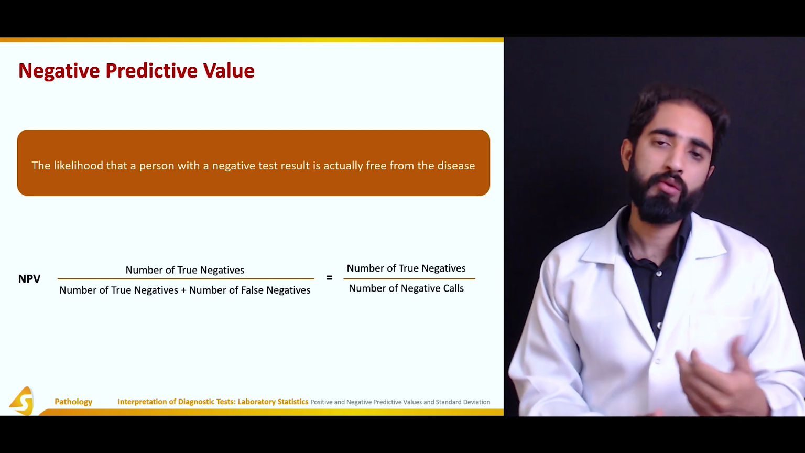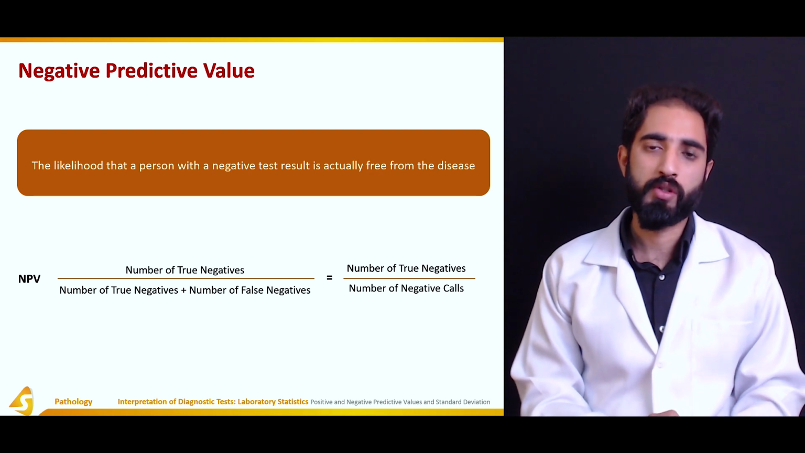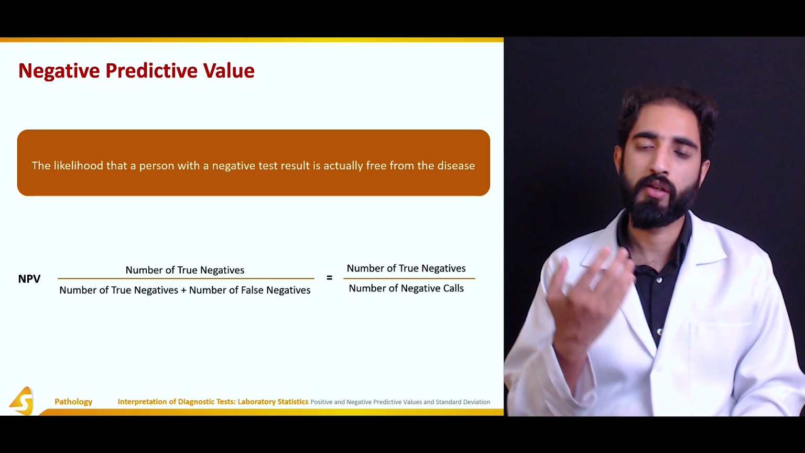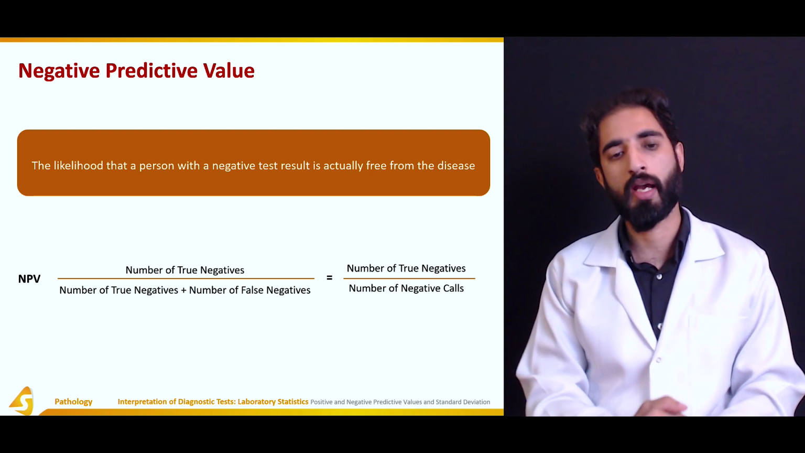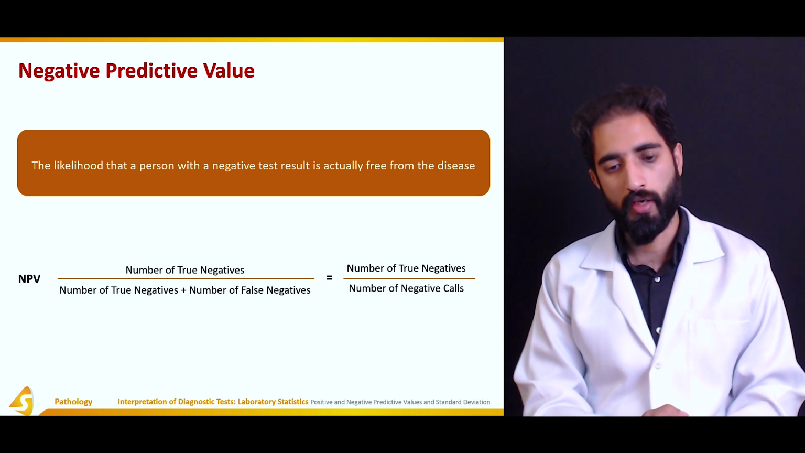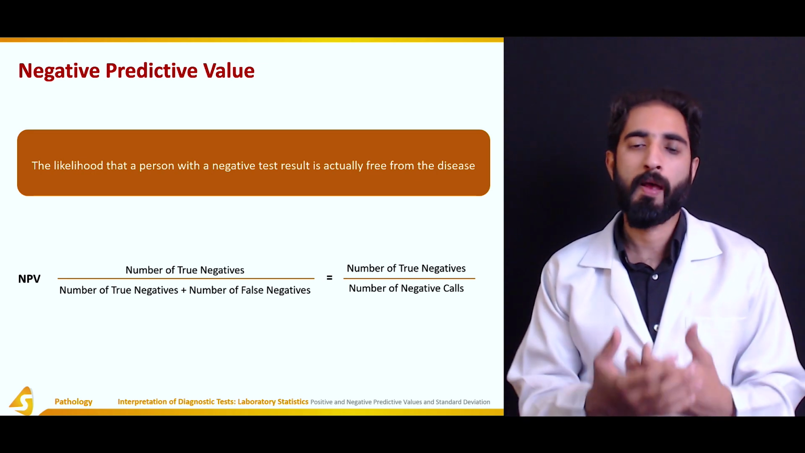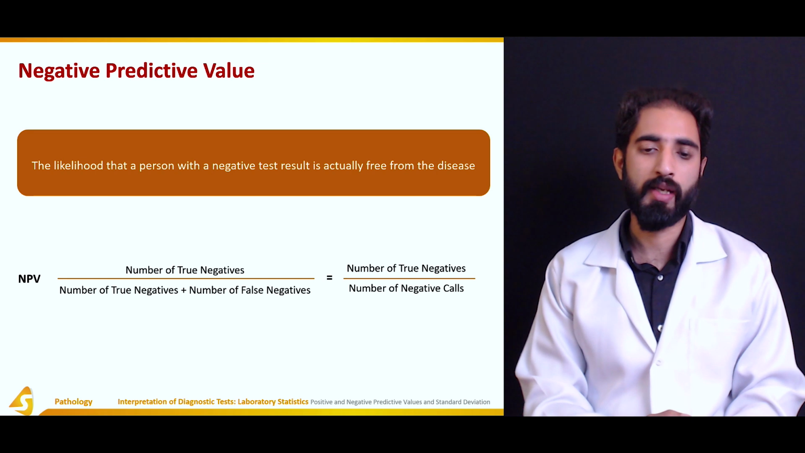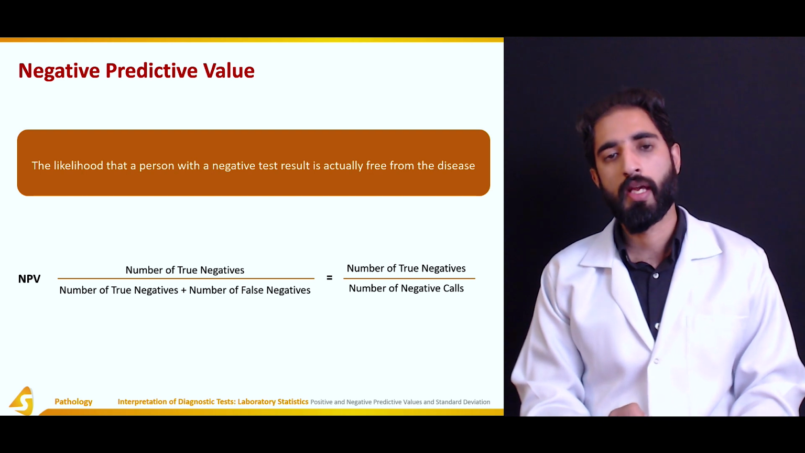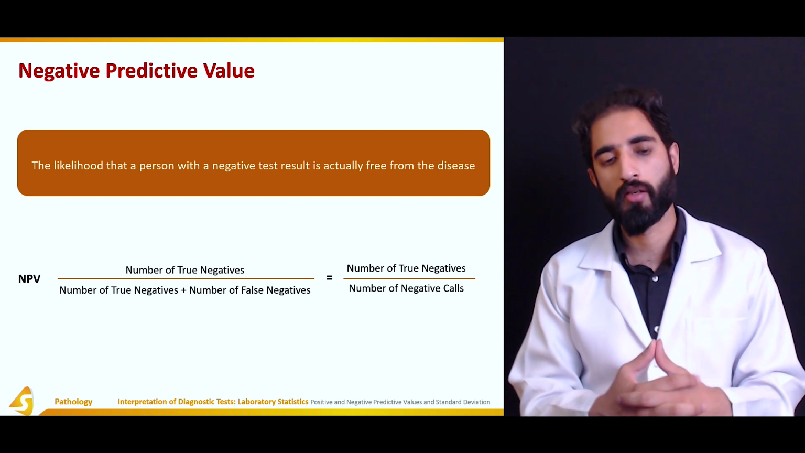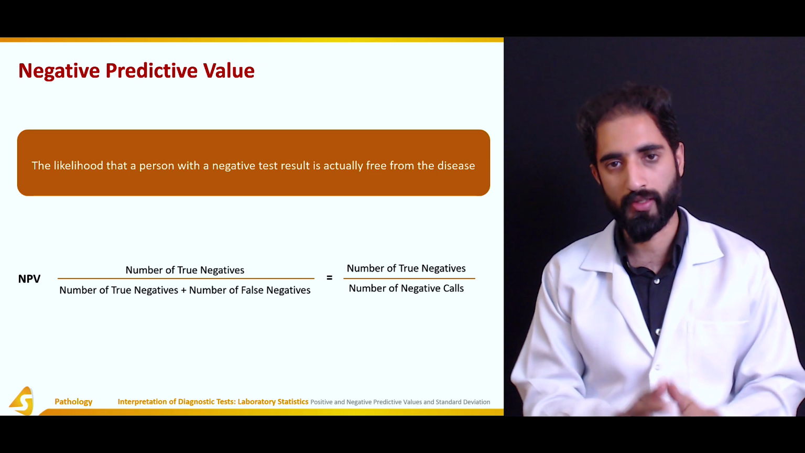If an outcome measurement or a laboratory test has a greater number of false negatives, it will result in a lower negative predictive value, whereas if any outcome measurement or laboratory test finding has fewer false negatives, then it is found to have a greater negative predictive value, which is a good thing.